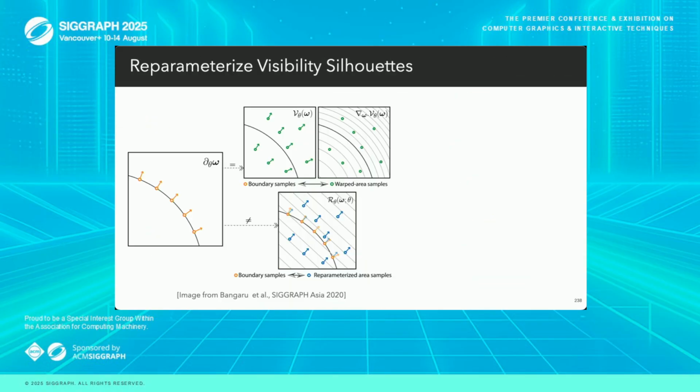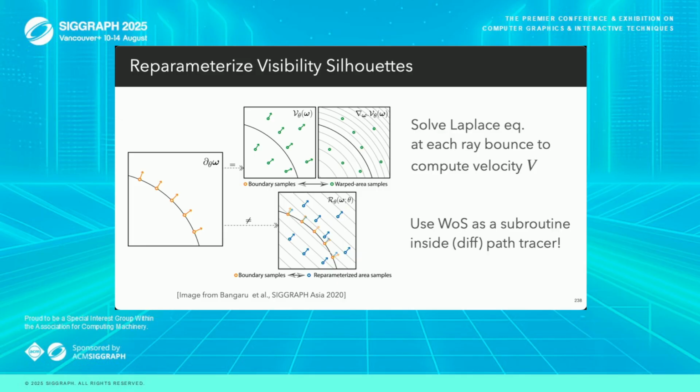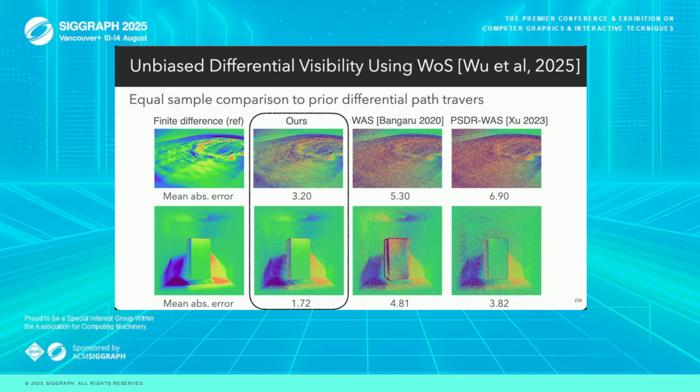So the authors instead propose to reparameterize the problem. At each ray bounce, they now solve for a velocity field in the vicinity of the silhouettes, which satisfies a Laplace equation. This algorithm is actually the first example that I know of where a path tracer uses walk-on spheres as a subroutine. Also, because of the high dimensionality of this problem, it's actually completely infeasible to use a grid-based alternative. The end result is unbiased gradients for inverse rendering, which makes optimization more robust compared to previous methods.